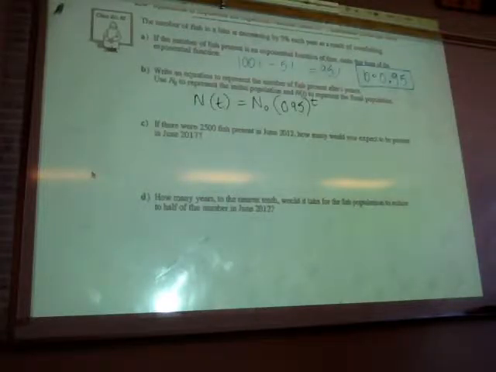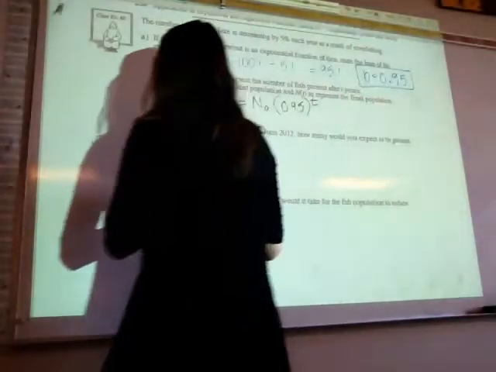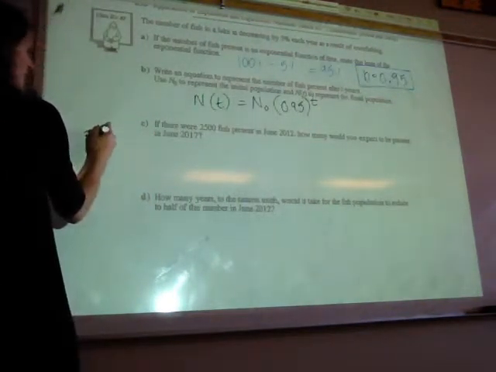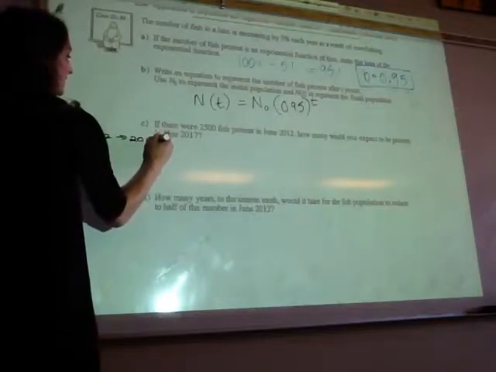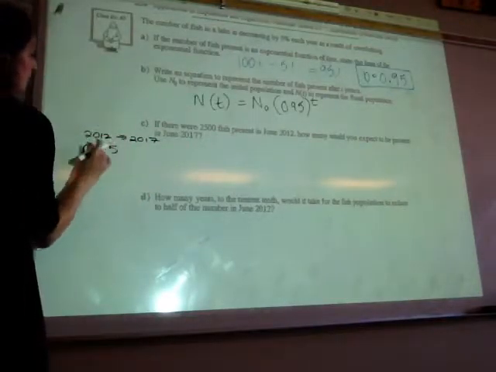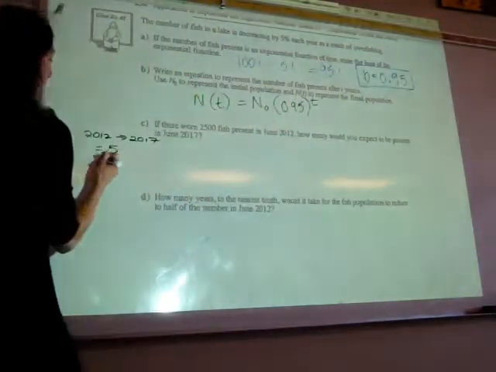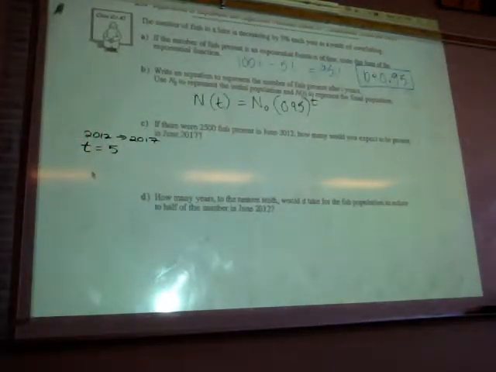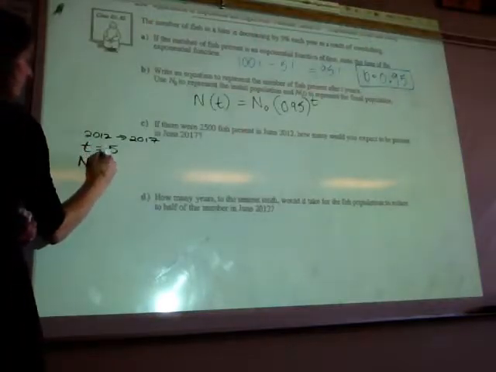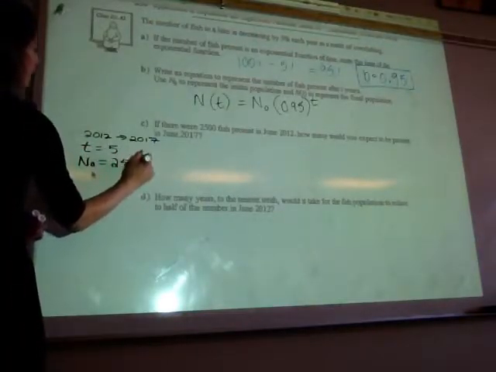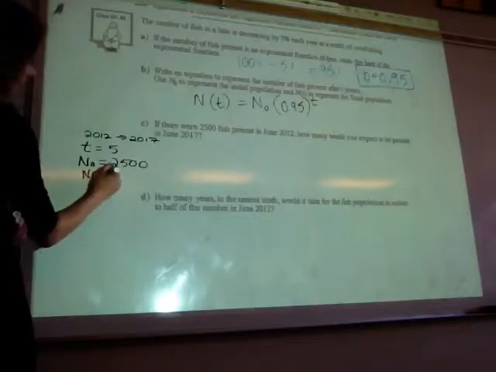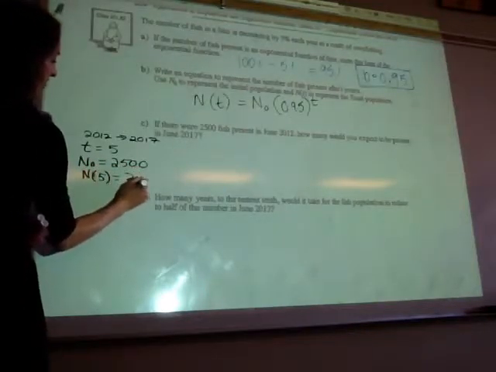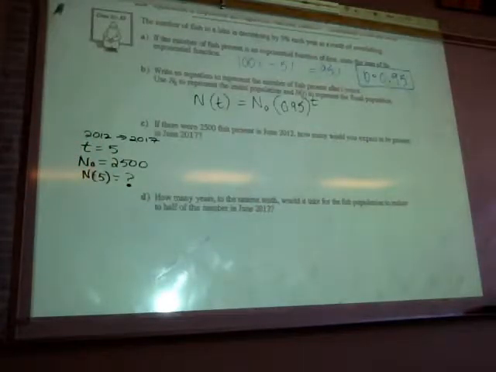And then they give us some information for part C. If there were 2,500 fish present in 2012, how many would you expect to be present in 2017? Going from 2012 to 2017, how many years? 5. So t is 5. T represents the number of years. The initial fish, 2,500. And we've got to solve for N after 5 years, the number of fish after 5 years.